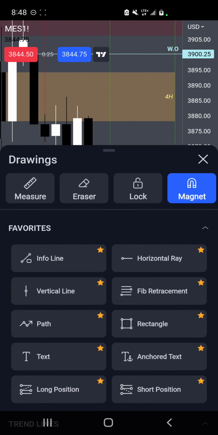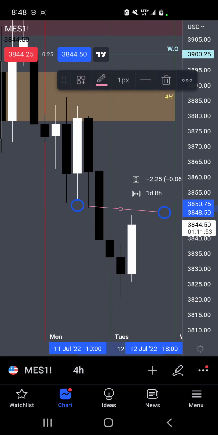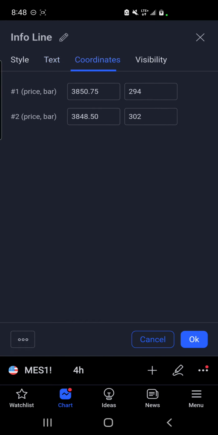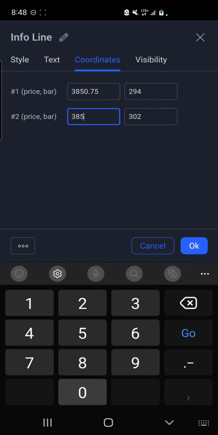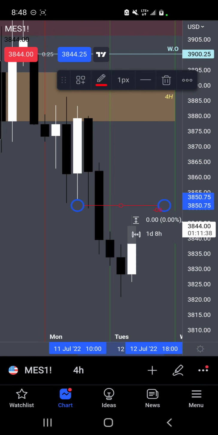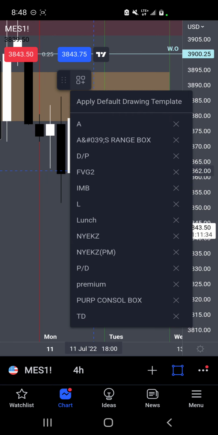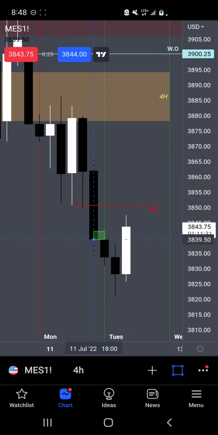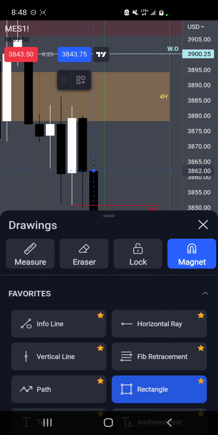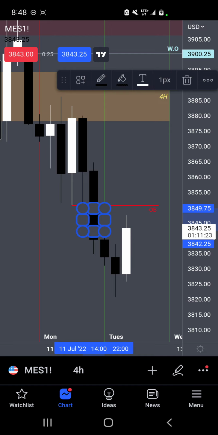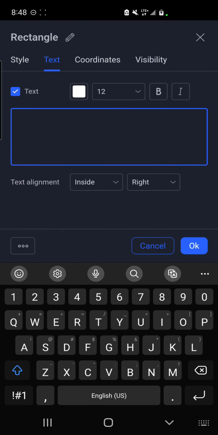It could be this order block's low. Right, it could be that order block's low, plus this fair value gap. On the 4 hour.